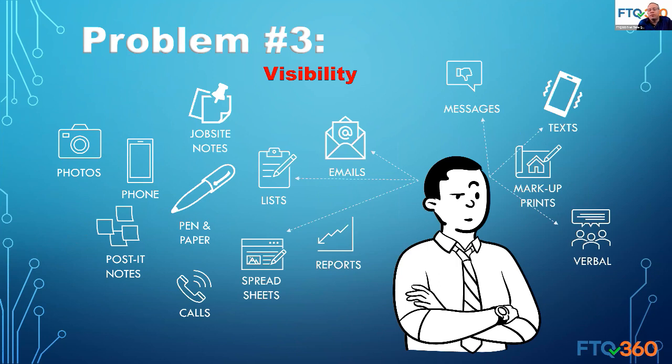How do they know that all the issues were documented on every single job site across every single project, and how do they even know that all those issues were fixed? The buck stops with them, and they often don't know what's going on until it's too late. They can't penetrate all these different ways of documenting and communicating deficiencies. So what can they do?